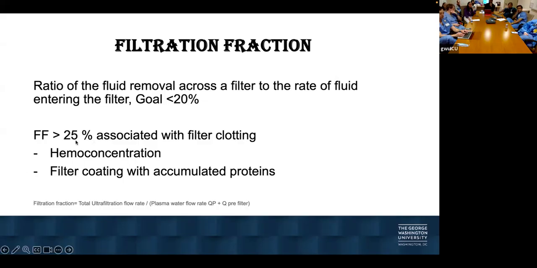You will see it on the screen of the machine. You don't have to calculate it. There's a calculation for it, but you don't have to calculate it. The moral of the story is if you have a higher UF, your clotting will be higher.